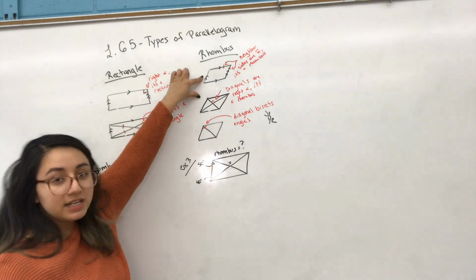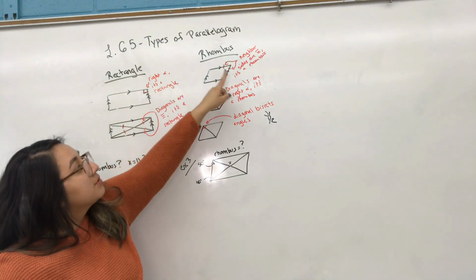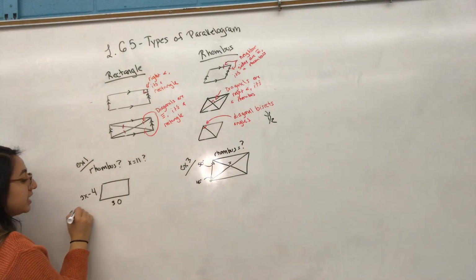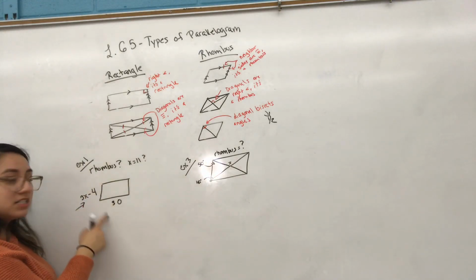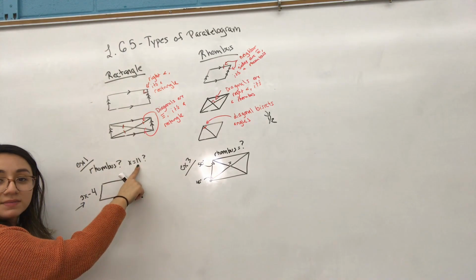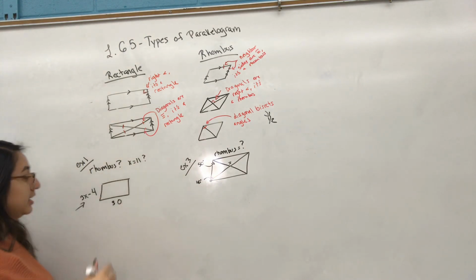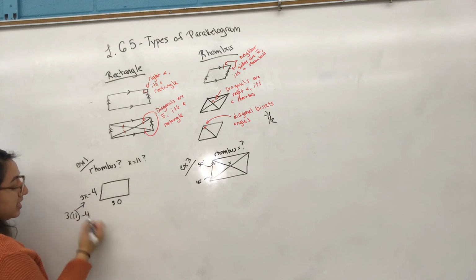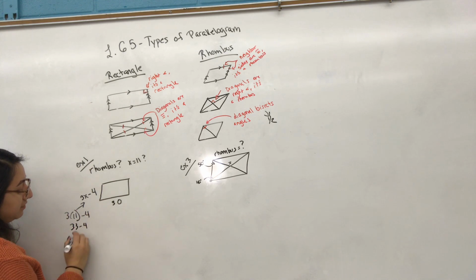According to one of the properties here, the neighbor sides have to be congruent for it to be a rhombus. So here, to check it, we have what x is. We're not going to set these equal to each other because we already have what x is, and that's what they gave us in the problem in the book. So to find the side, we're going to plug in 11 for x and solve for it. And when we solve for it, we have 29.